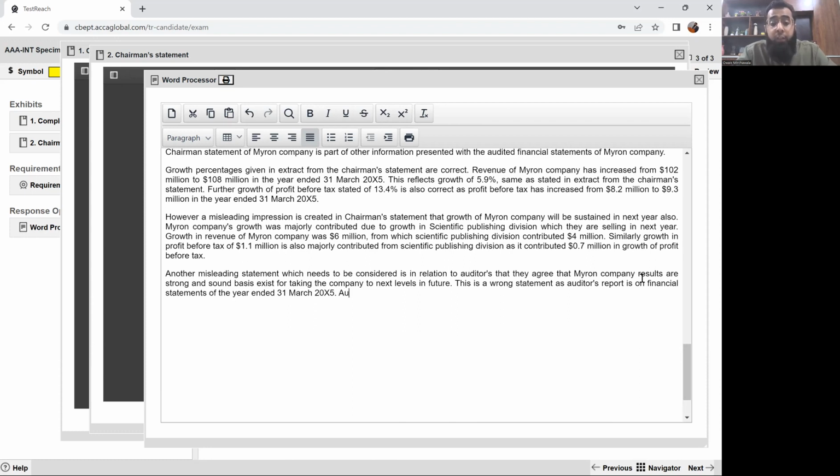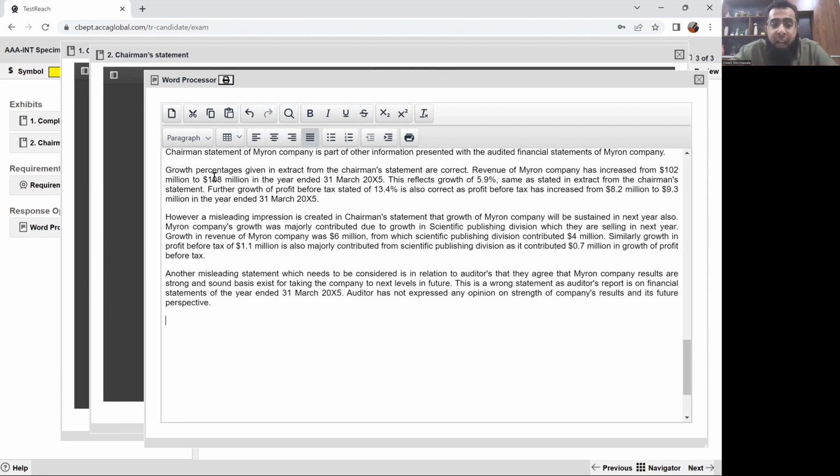The auditor has not expressed any opinion on the strength of the company's results and its future perspective. It is not the work of an audit firm, while auditing financial statements, to comment on the future perspective, and we have not commented on anything of that kind.